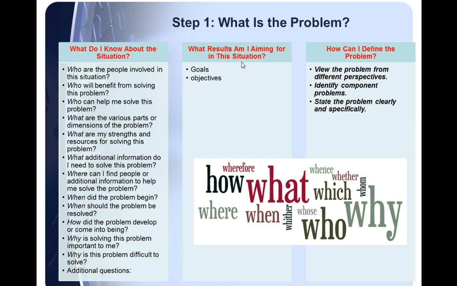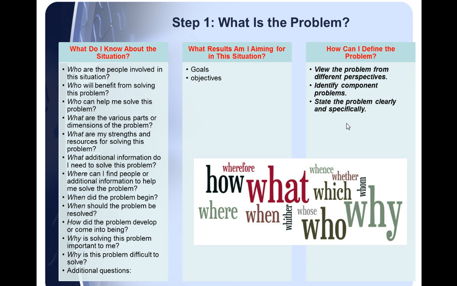What results am I aiming for in this situation? Well, my goal would be to be debt-free, and I'm going to refine that a little bit. I want to be credit card debt-free. Maybe I don't mind having a payment on my house, and maybe I don't mind having a car payment. But I want to be free of debts that really aren't giving me anything. So I'm going to be free of any credit card debt or any student loan debt. How can I define the problem? View it from different perspectives, identify the components, and state the problem clearly and specifically. And that's a tough one.